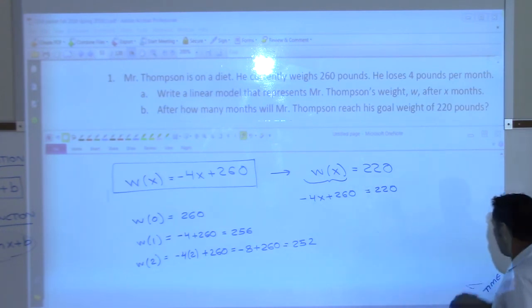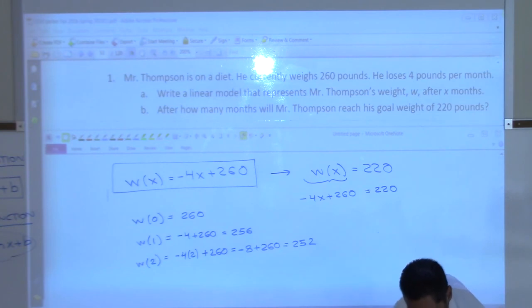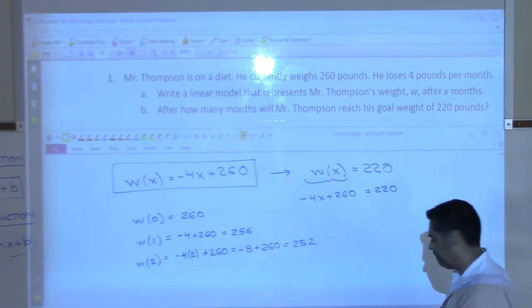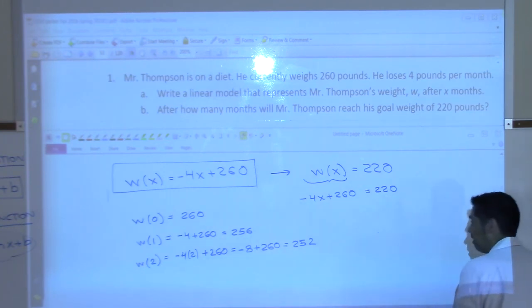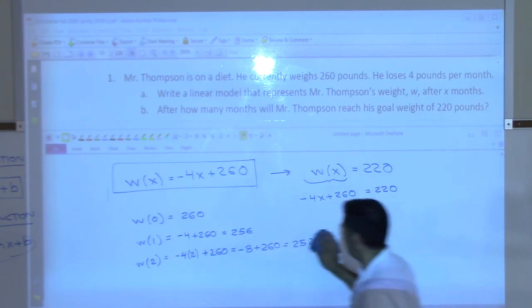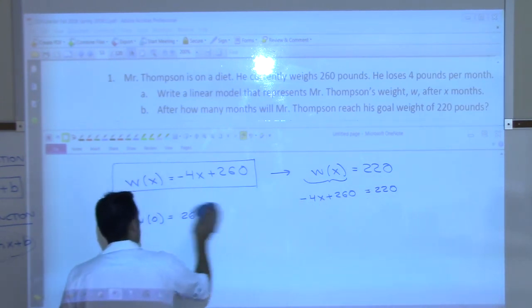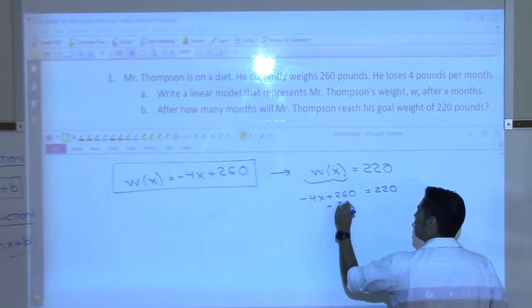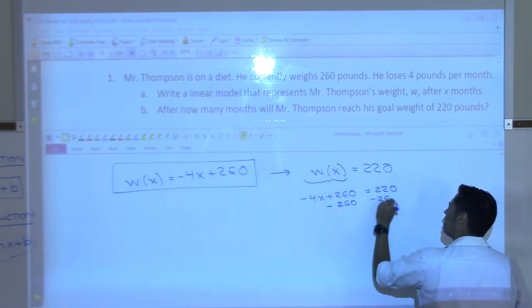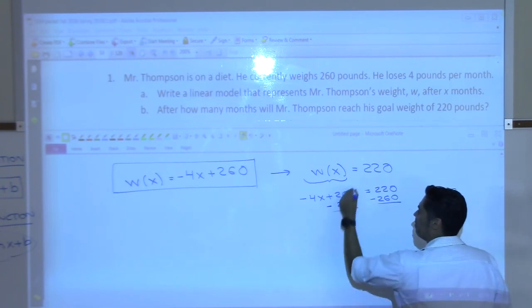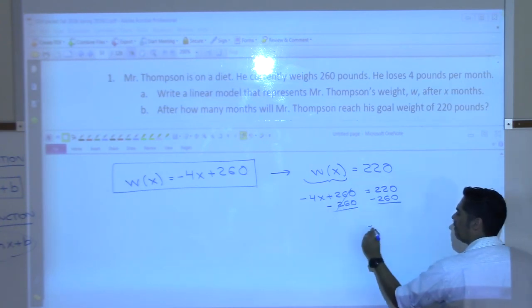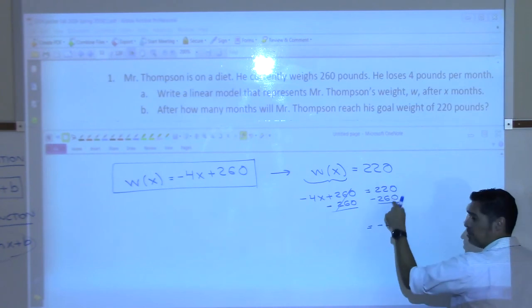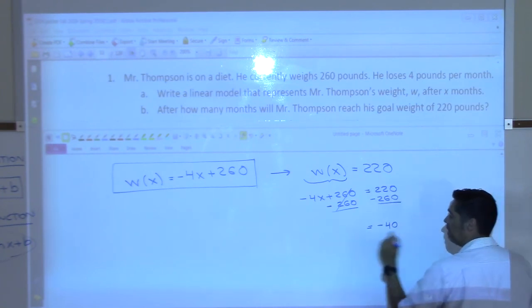So how would you solve that for x? What would be your first step? Yes, you kind of already started this, so how would you solve that for x? Yeah, we take 260, we subtract 260. Subtract 260. It goes away here. We're going to end up with negative 40. Negative 220 take away 260 is negative 40.